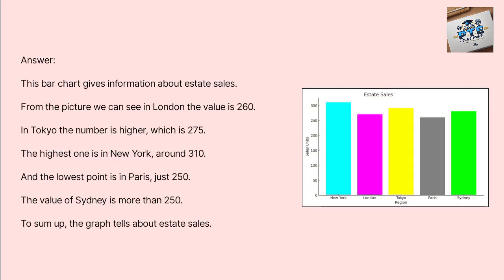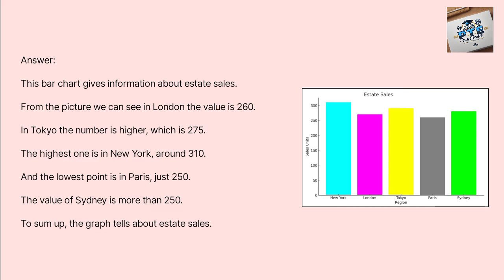This bar chart gives information about estate sales. From the picture, we can see in London the value is 260. In Tokyo, the number is higher, which is 275. The highest one is in New York, around 310.